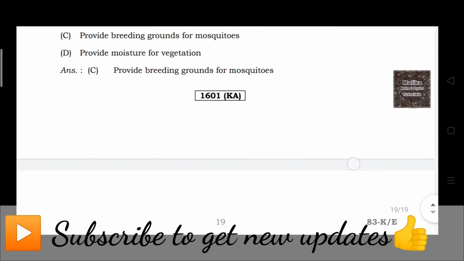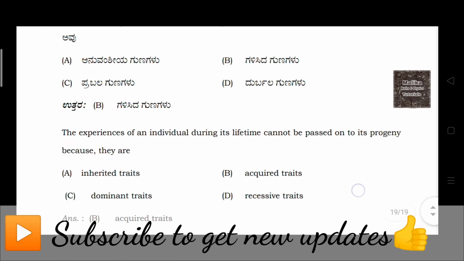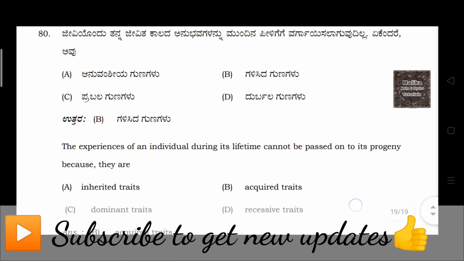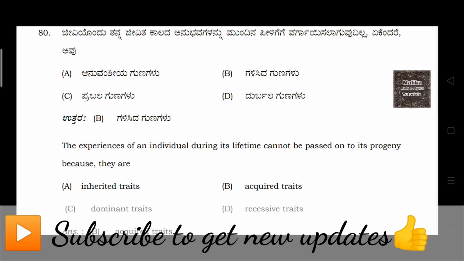Next question number 80. The experiences of an individual during its lifetime cannot be passed on to its progeny because they are acquired traits.